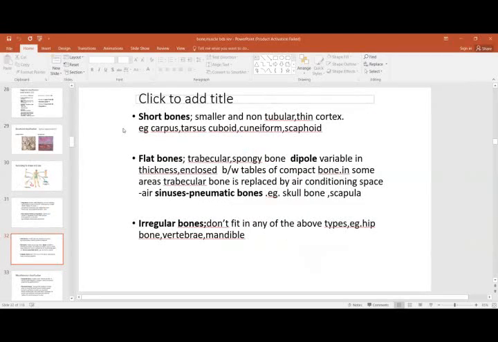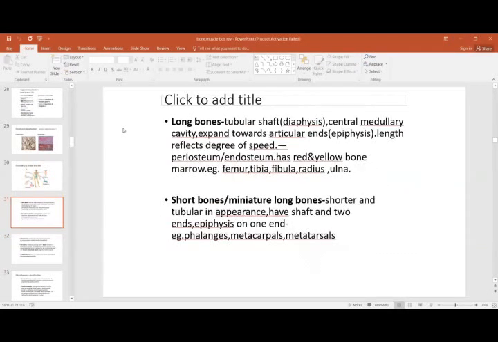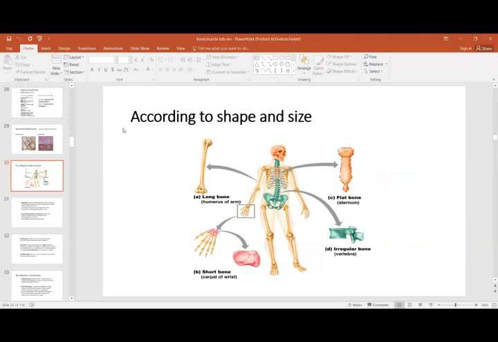Then you have short bones, in which no diaphysis or tubular structure is there. These are the bones of the carpus and tarsus: cuboid, cuneiform. These are short bones. Then you have flat bones, which have two plates, one on top of the other, and a space in between. If you see in this picture, the sternum is a good example, and skull bones are a good example. That is the flat bone.